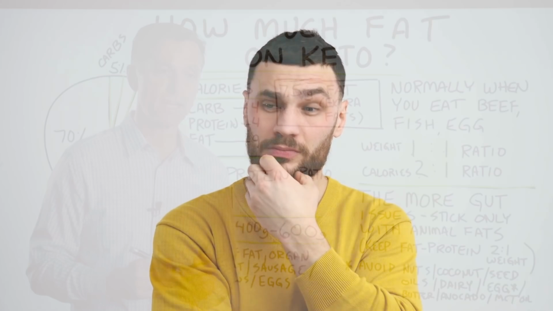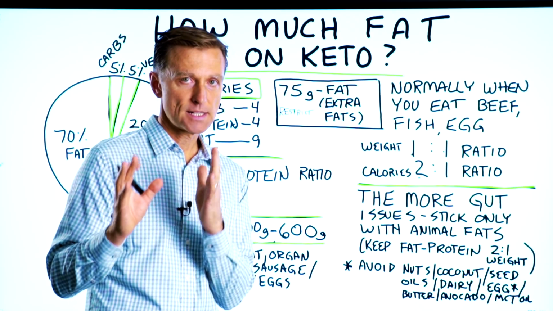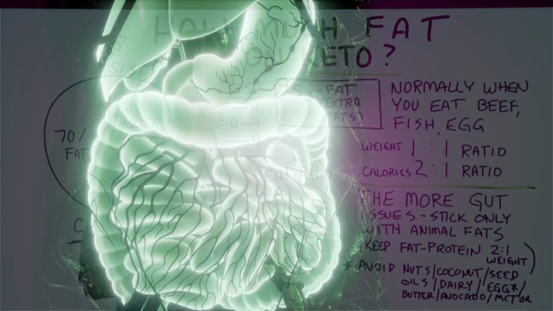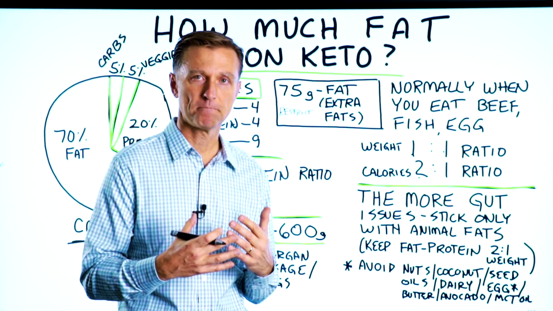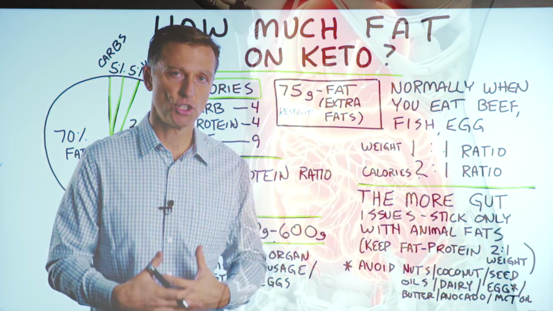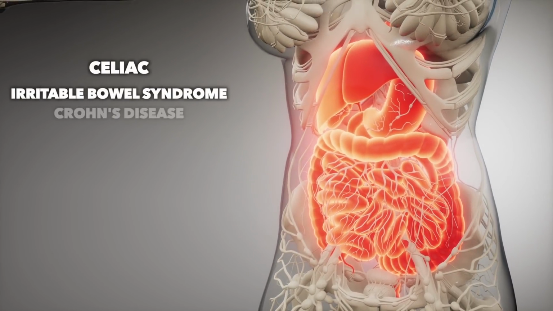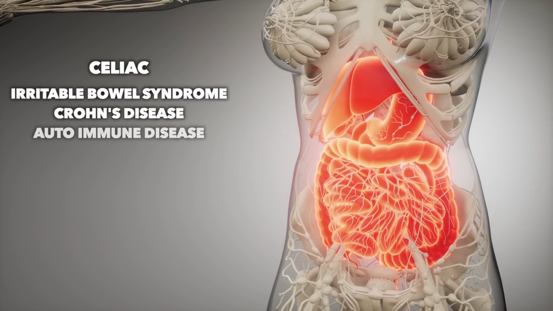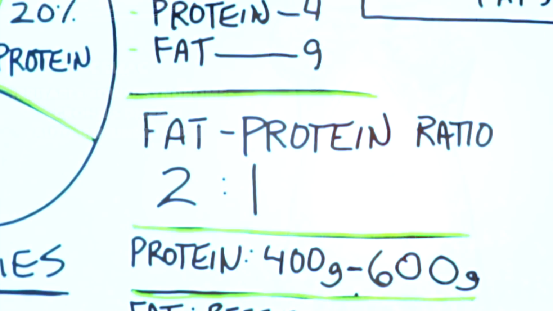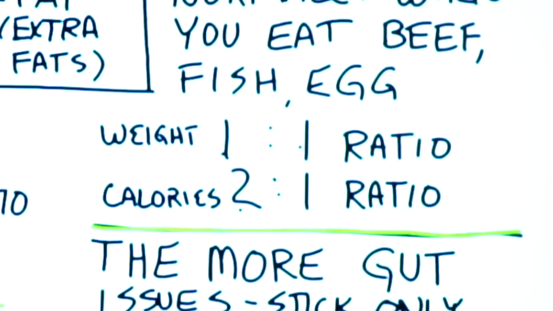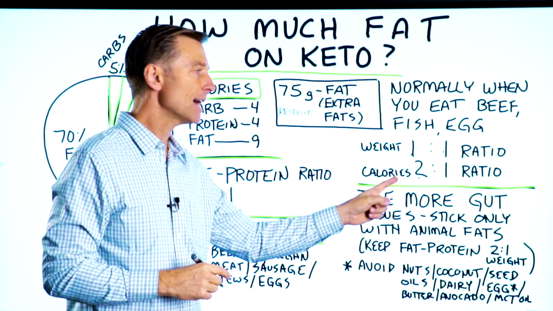Now, roughly how much fat should you be consuming on a ketogenic diet? It's very difficult to say simply because you have a lot of variables. You have the age of the person, the physical activity, the metabolism, and also health issues. For example, if the person has gut issues, and I'm talking about celiac or irritable bowel syndrome or Crohn's disease or even an autoimmune condition, they need to make sure that their ratio is definitely 2-to-1, twice as much fat as protein, but in weight, in grams, not calories.